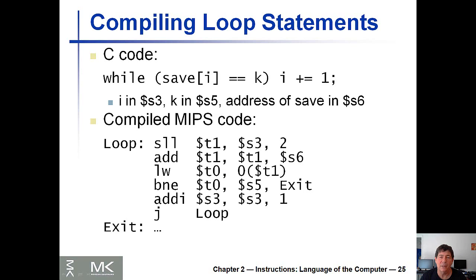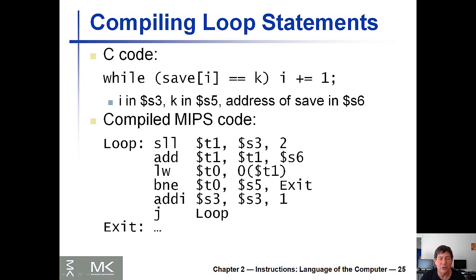Okay, so let's take a look at how you might do loops in MIPS. Here we have C code: while save sub i equals k, i plus equals 1. You could say i plus plus, either way. For this example, i is going to be contained in the S3 register, k is going to be contained in the S5 register, and the address of save is going to be contained in the S6 register. We have a loop label and an exit label.